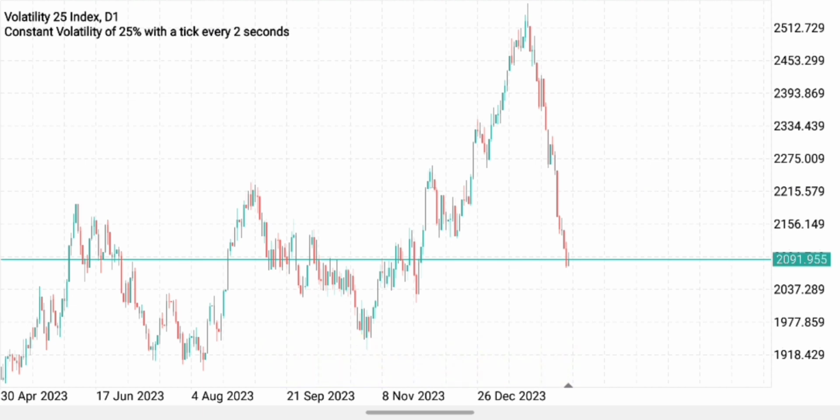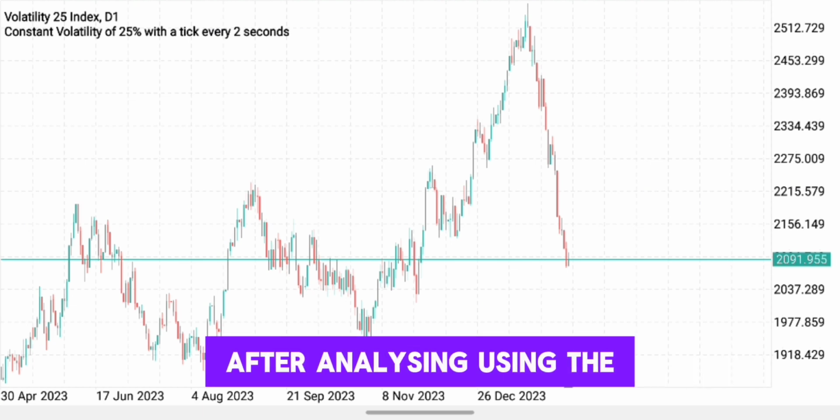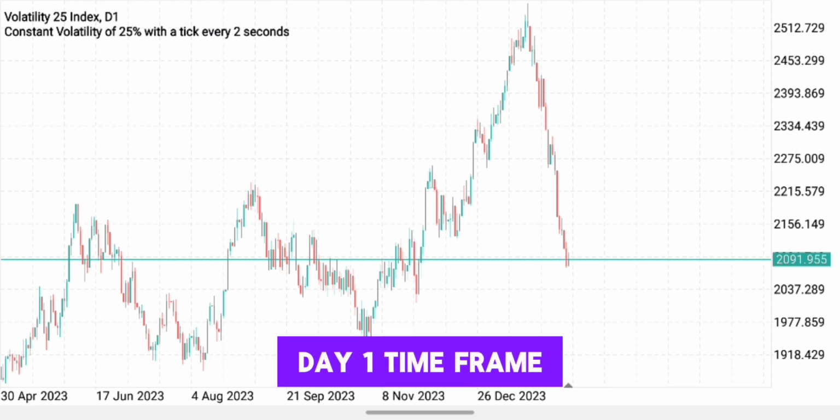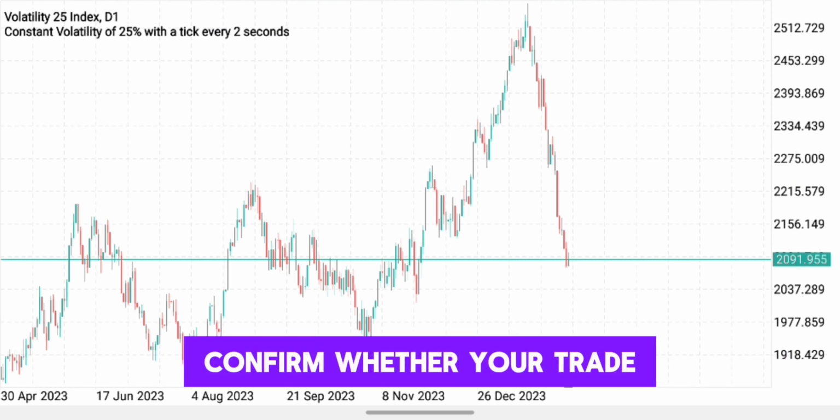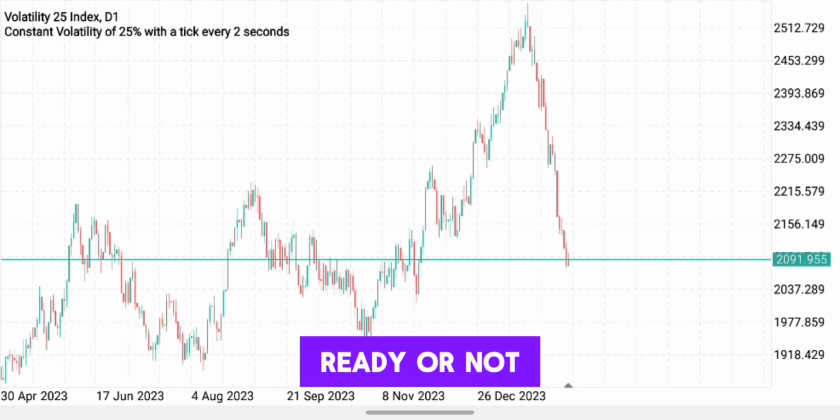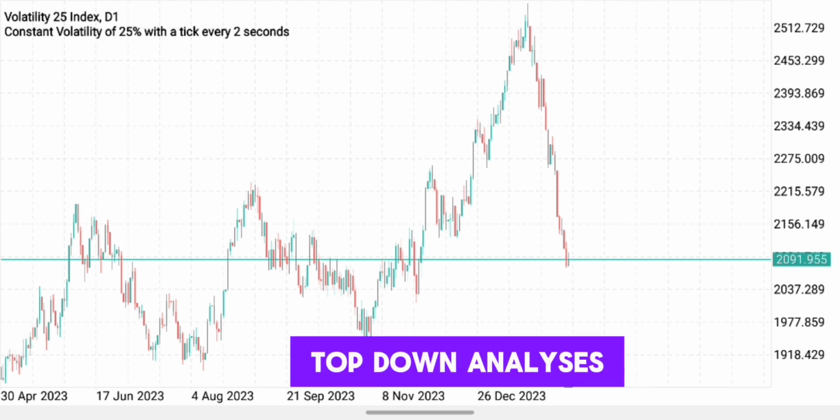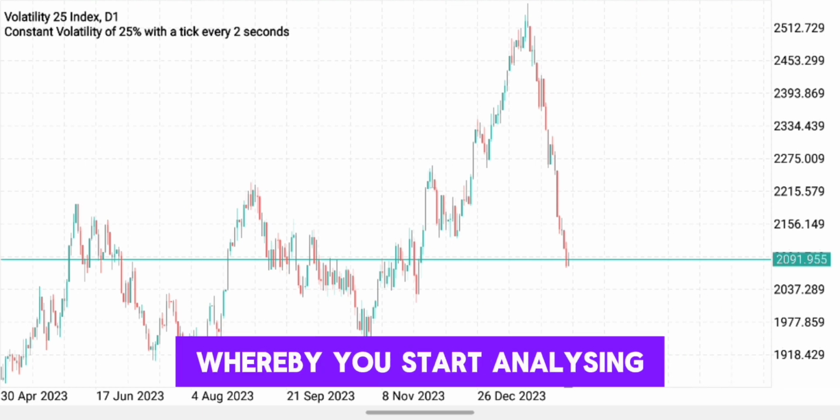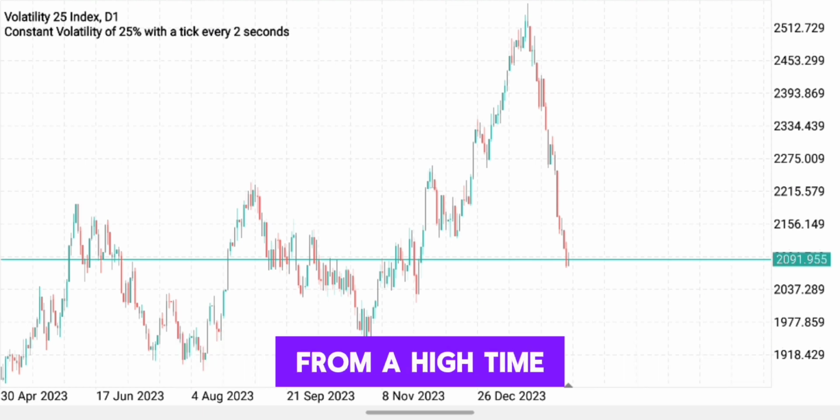So after analyzing using the day one time frame, you have to move on to lower time frames so that you can confirm whether your trade is ready or not. So this is what we call the top-down analysis, whereby you start analyzing from a higher time frame and then you move on to a lower time frame.